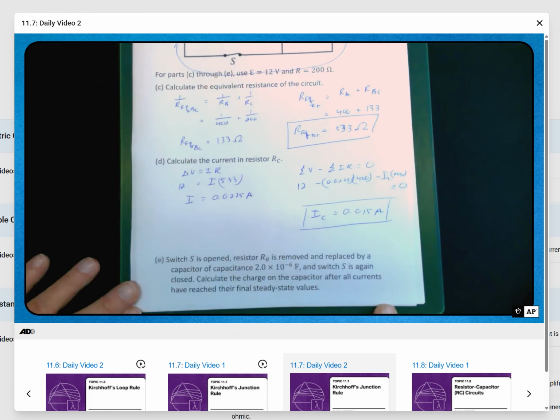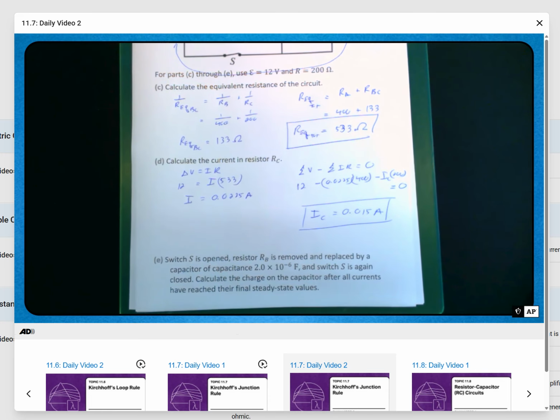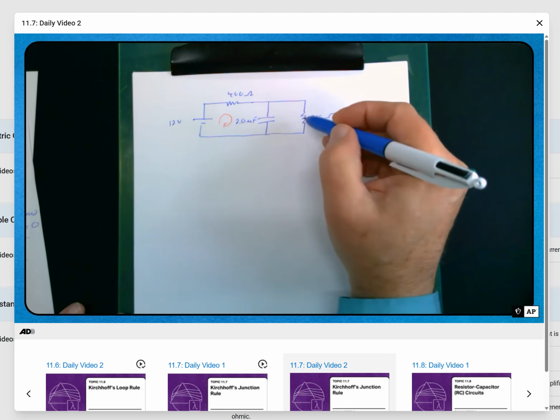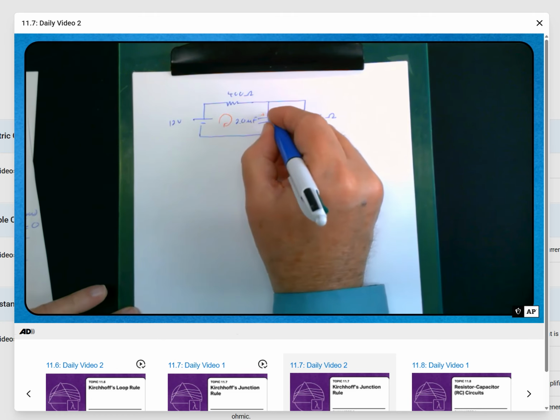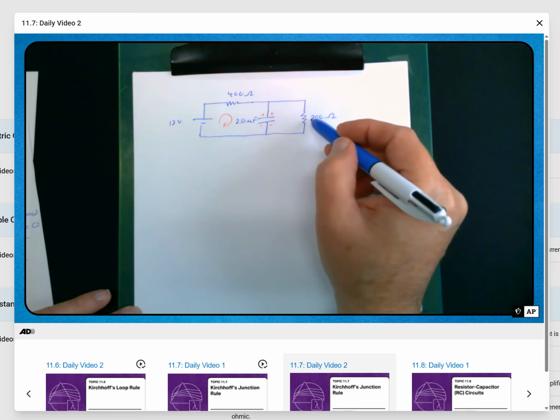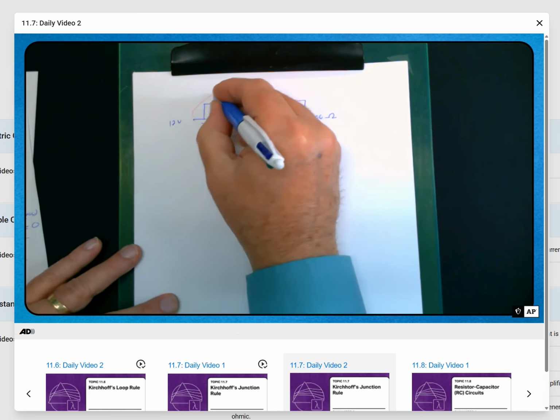And now the last part. The switch is open, resistor RB is removed and replaced by a capacitor of capacitance 2 microfarads. The switch is again closed. Calculate the charge on the capacitor after all currents have reached their final steady state values. When we first close the switch, all of the current is flowing through this part of the loop. None of it's going here because this capacitor has no charge on it. But over the course of time, charge builds up on the plates, and less current flows through the capacitor, and more flows through this other resistor out here. So after a long period of time, all of the current is going around this part of the circuit.